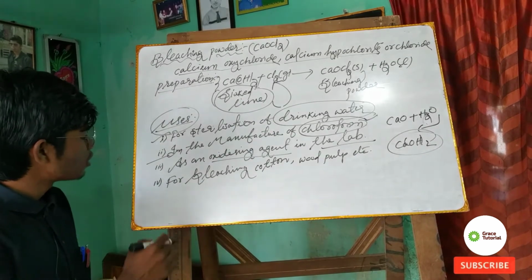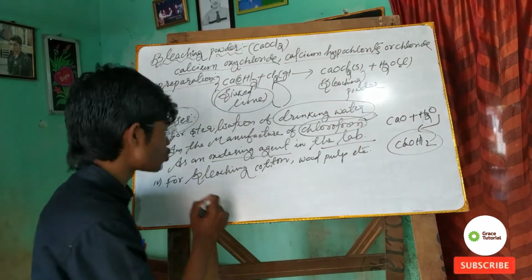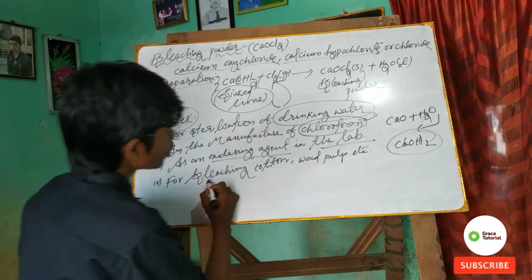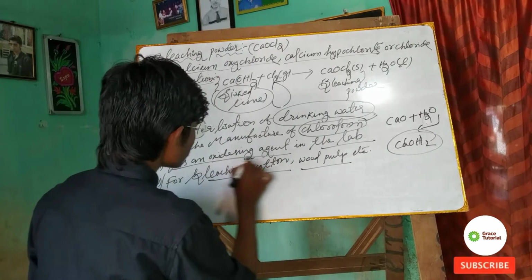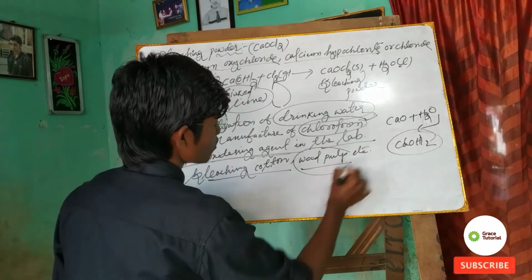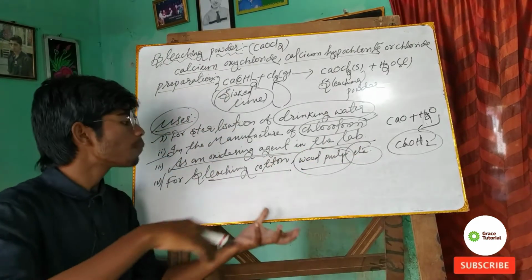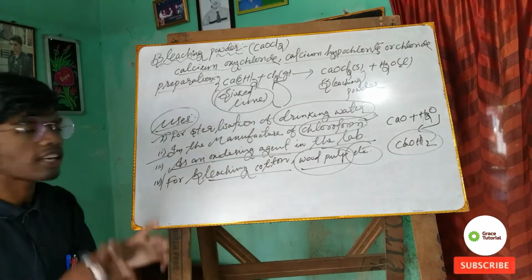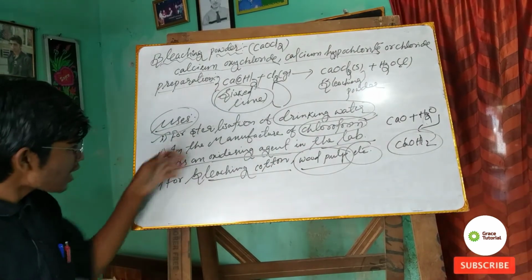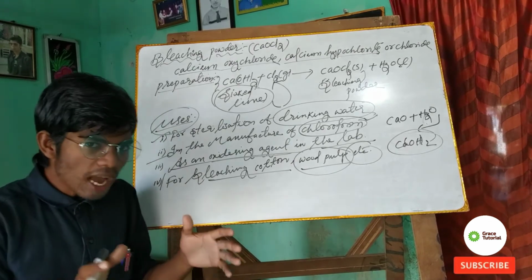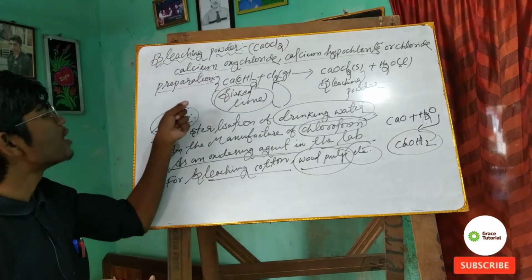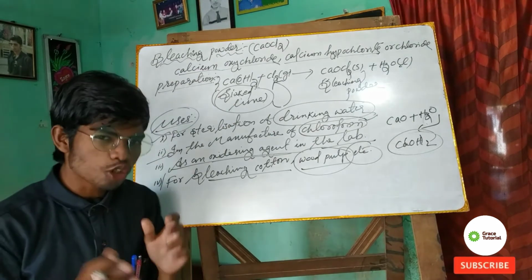And number 4, the bleaching powder can also be used for bleaching cotton, wood pulp, etc. So for bleaching all these substances such as linen, wood pulp, cotton, etc., the bleaching powder is very, very important. So these are some of the uses of the bleaching powder. Here we have discussed the preparation of the bleaching powder along with its uses.